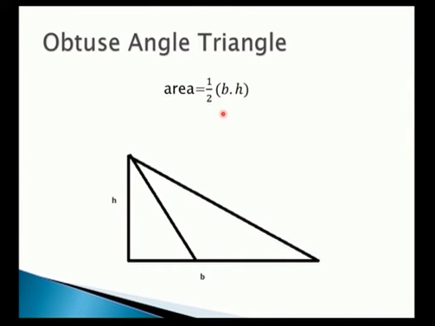Then the next type of triangle is the obtuse angle triangle. The area of this obtuse angle triangle is again calculated by the same formula as the right angle triangle, half into base into height, where base is this side, then height is this side. Multiplying these two and dividing the product by 2 will give the area of this obtuse angle triangle.